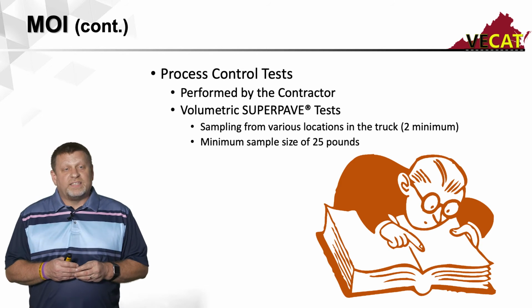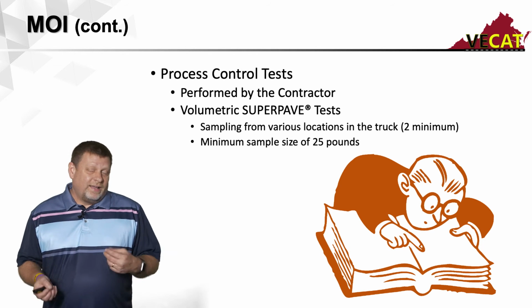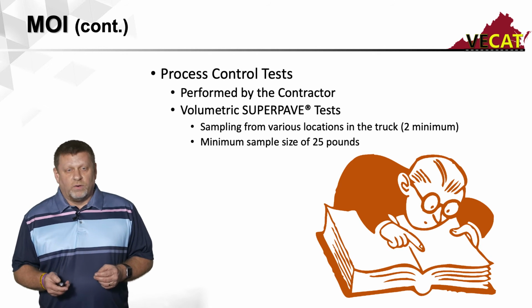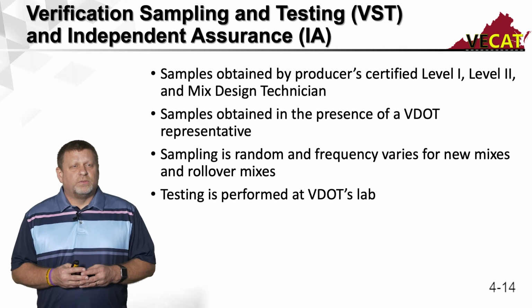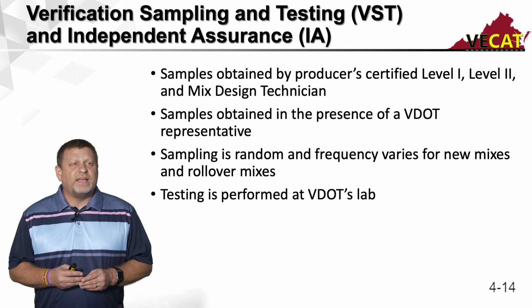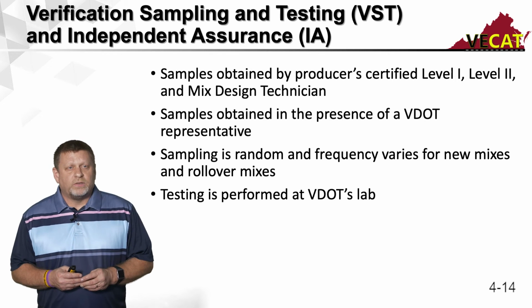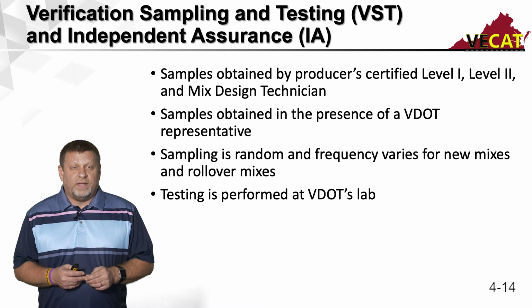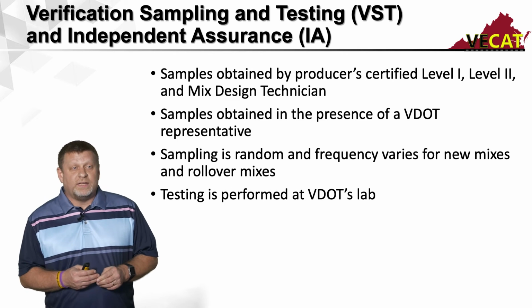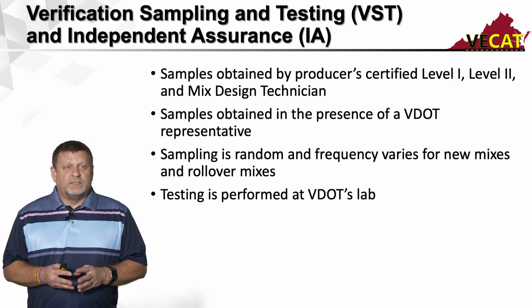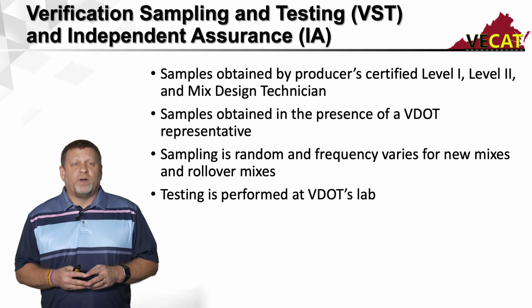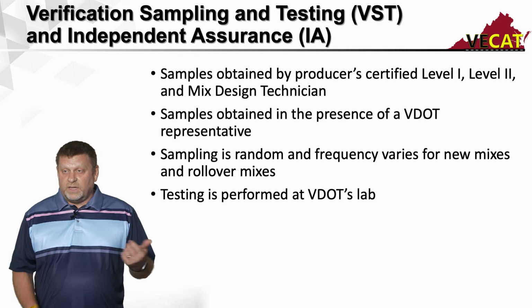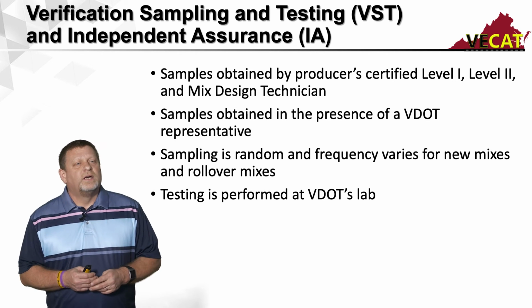A minimum size sample would be 25 pounds. You probably even want more than that if you're going to run 3 gyratory pills. Sample VST and IA samples. Samples are obtained by the producer certified plant level 1, level 2, or mixed design technician. These samples are obtained in the presence of VDOT. VDOT's going to watch you take their samples almost always.